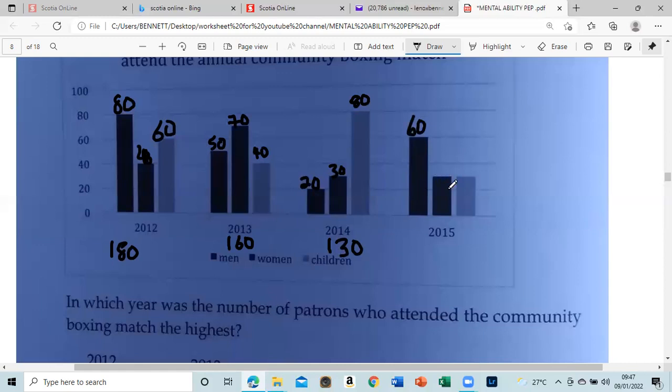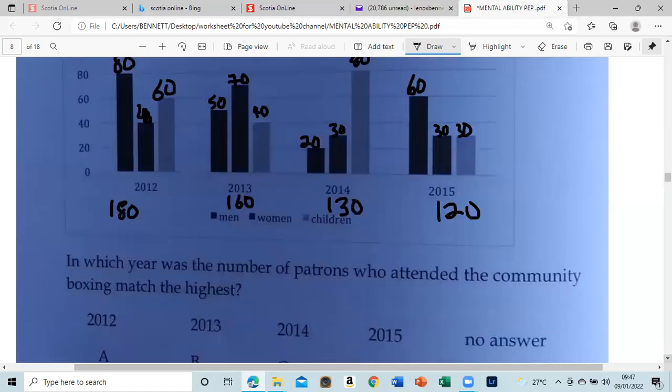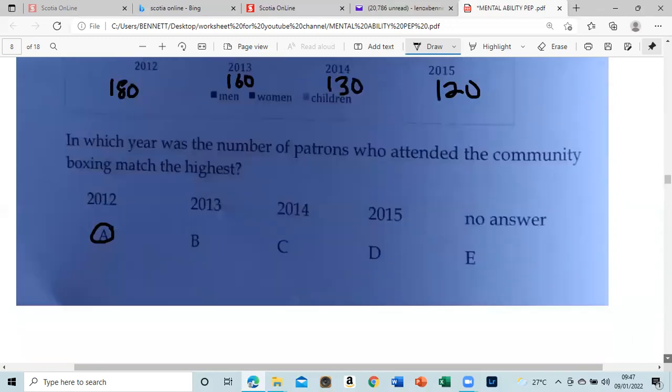So it looks like a 22, isn't it? This one would be 30, and then 20. About 20, 30. So 60 and 90 and that 120. So every year it got less. So it was 2012 when most persons attended. You could have questions like which year the most children went also.